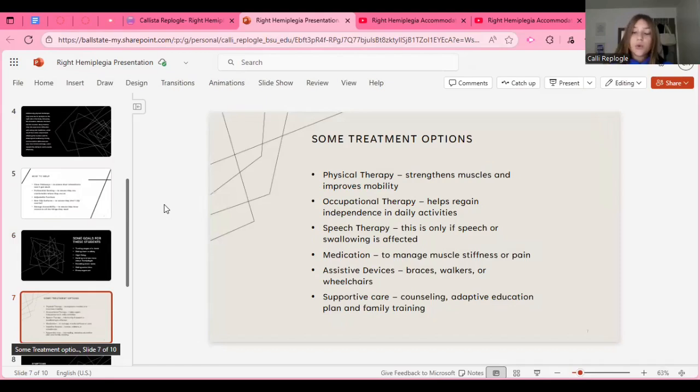There are treatment options for right hemiplegia. Physical therapy strengthens muscles and improves mobility. Occupational therapy helps people regain independence with daily activities. Speech therapy is only needed if speech or swallowing is affected. Medication helps with stiffness or pain. Assistive devices include braces, walkers, or wheelchairs. And supportive care, which is what I recommend, is counseling, but there's also an adaptive education plan and family training.